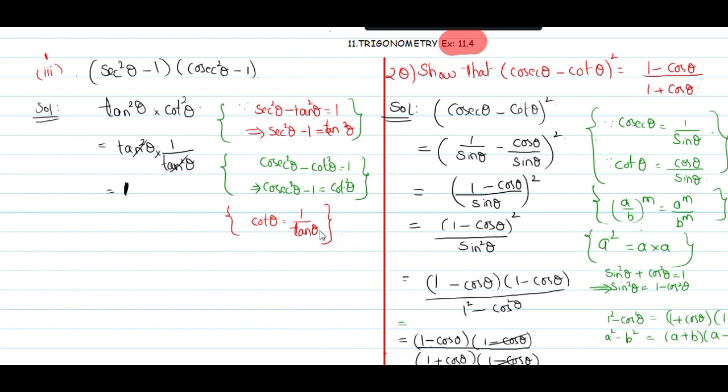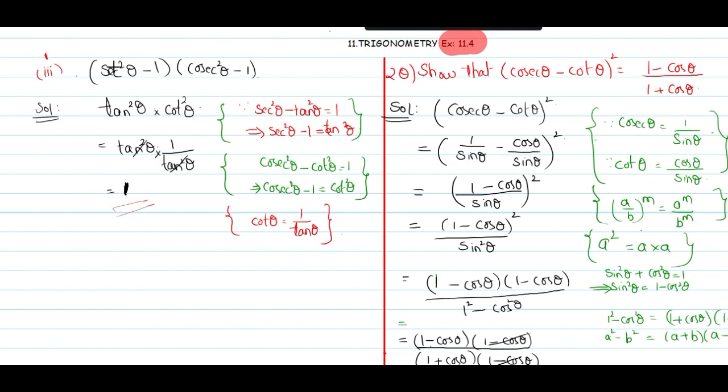As we know, tan and cot are the inverses of each other. So, cot theta can be written as 1 by tan theta. We are writing tan square theta as it is, into cot square theta written as 1 by tan square theta. Numerator and denominator can be cancelled. When can it be cancelled? Because the operation over here is multiplication, we can cancel the numerator and denominator. So, we will be left with the answer 1.